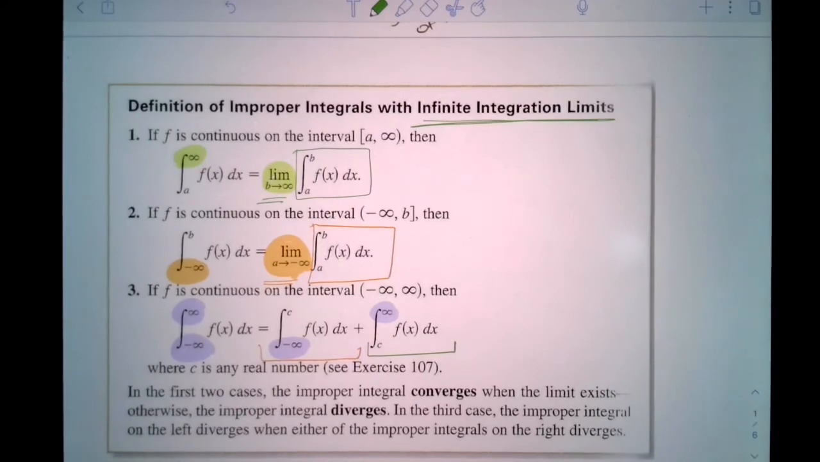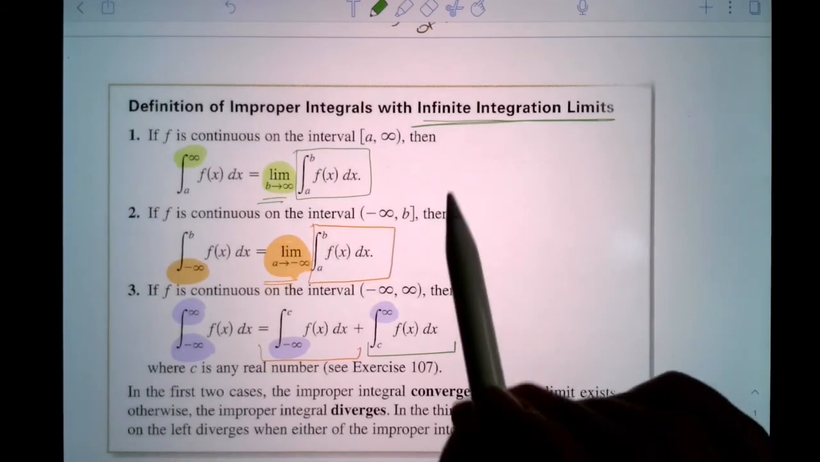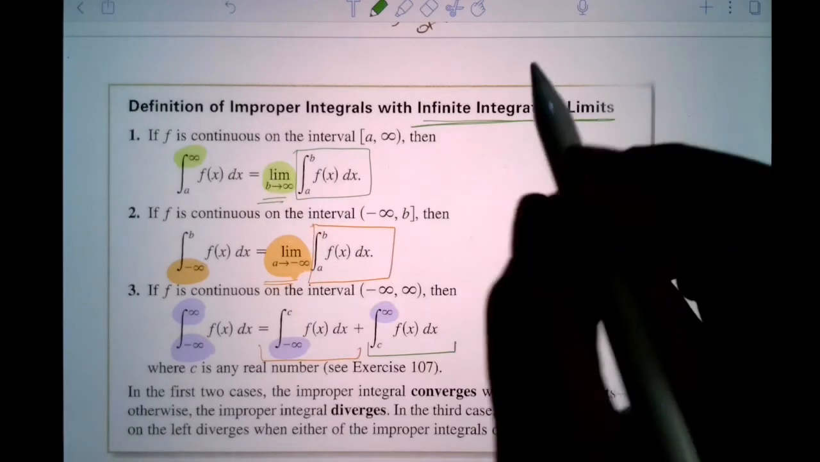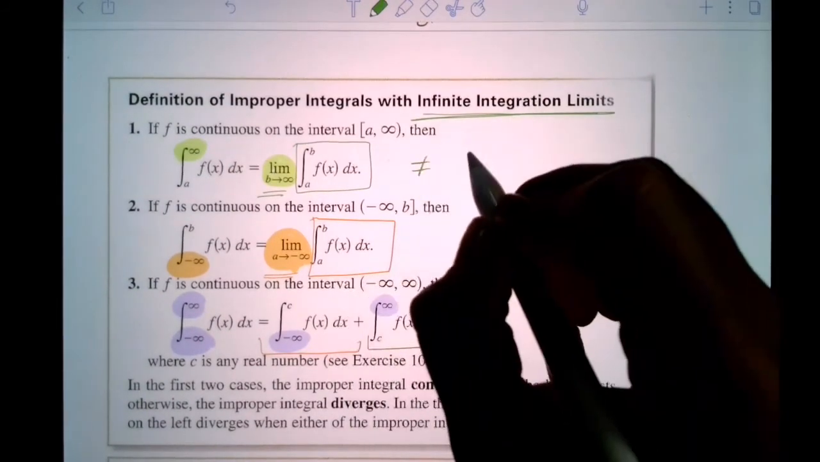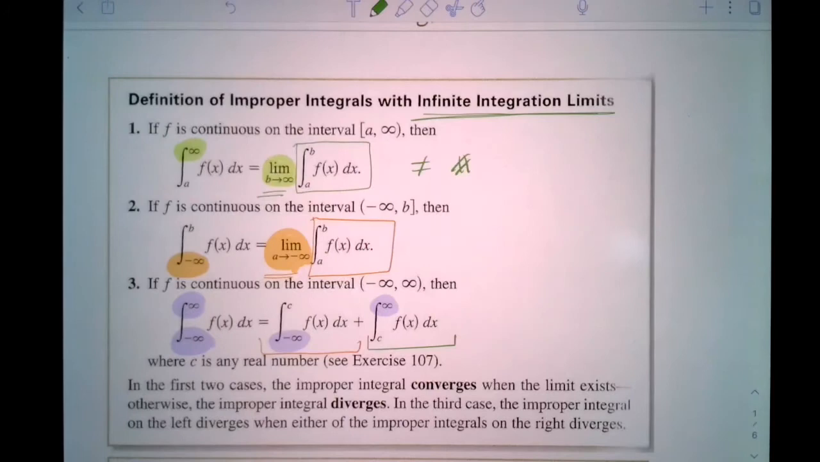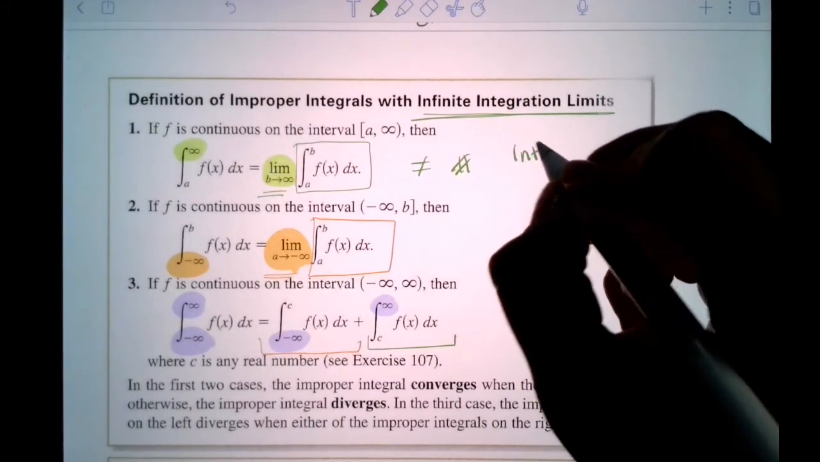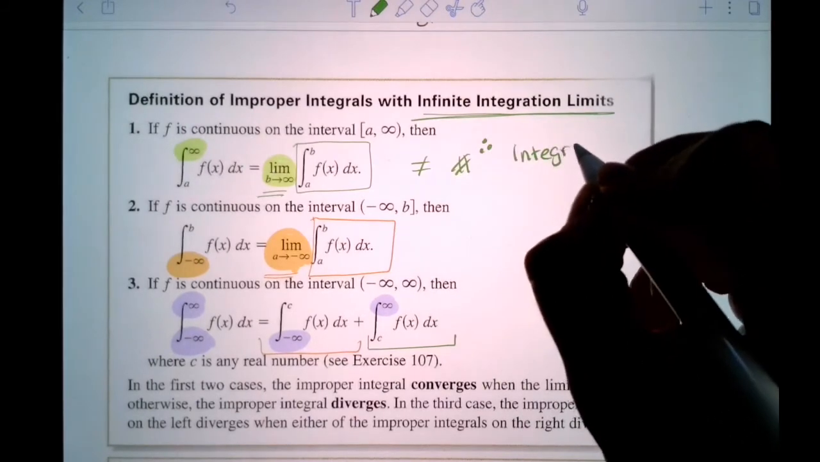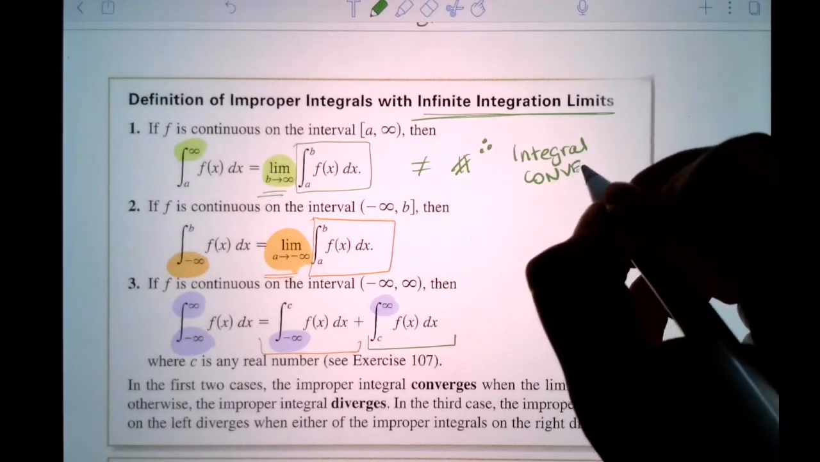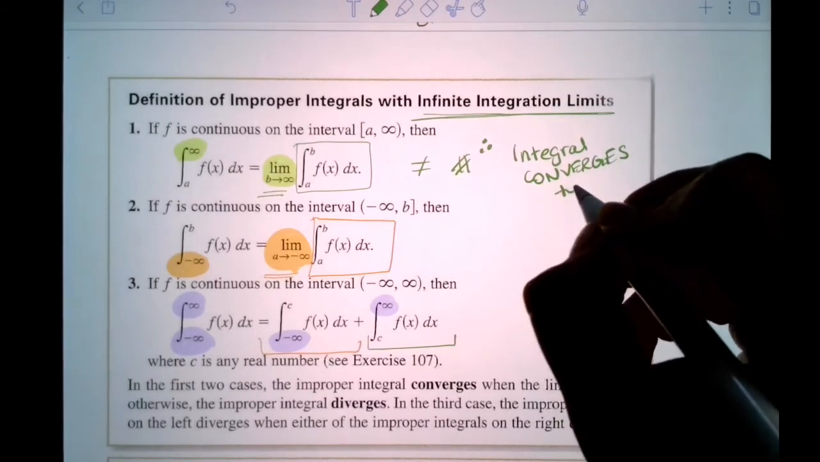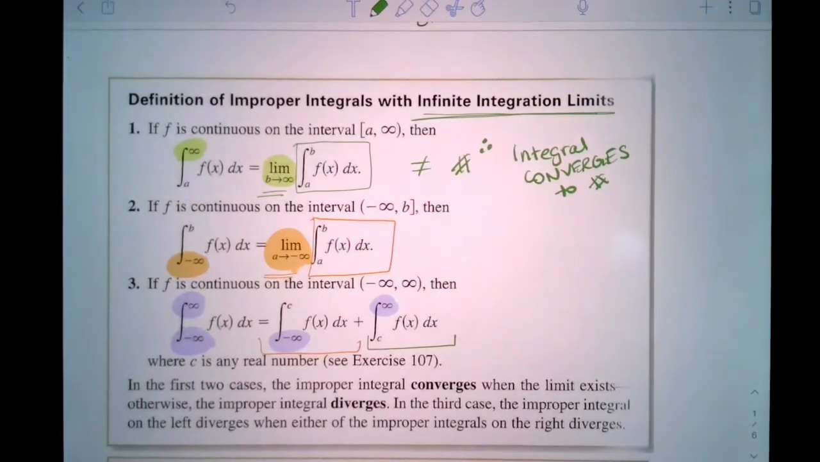Now, when it comes to actually coming up with a value, we have some new lingo, and this lingo is going to also be present in Unit 4. If it turns out that you evaluate your integrals and you actually get a number, after all of this process, some kind of number that's real and fixed, then what we say is that the integral converges. I'm going to say, therefore, the integral converges to that number. Okay?